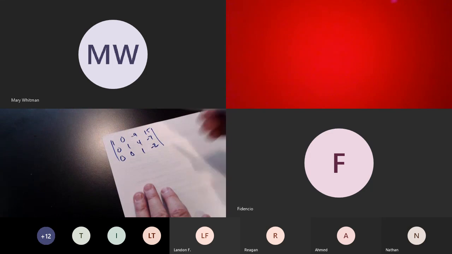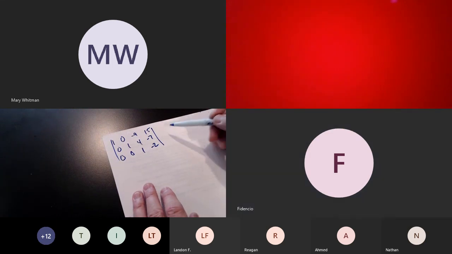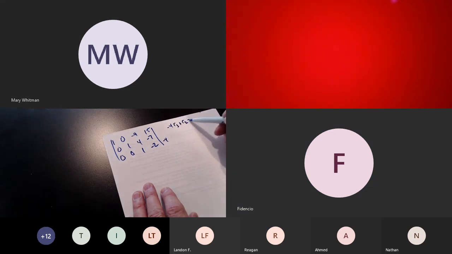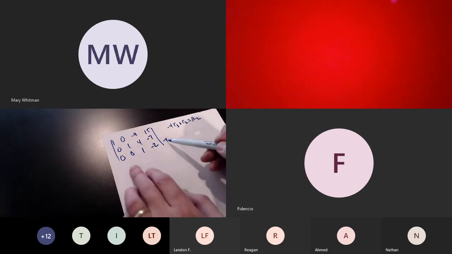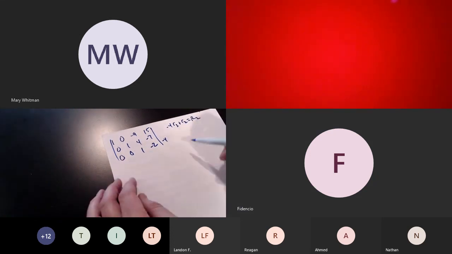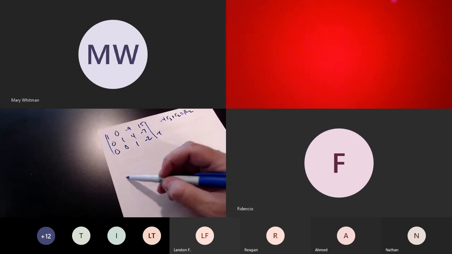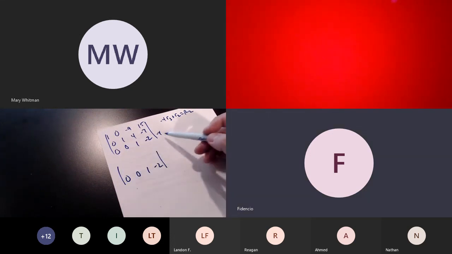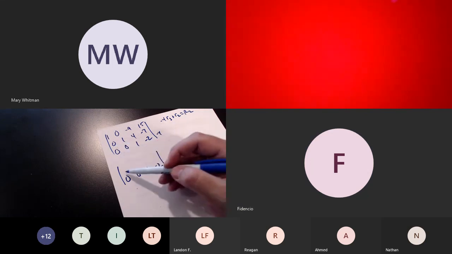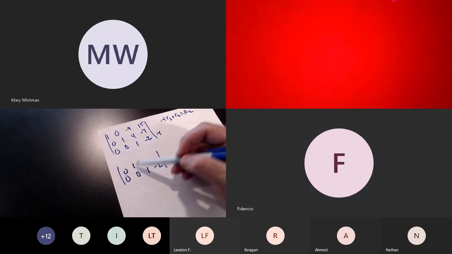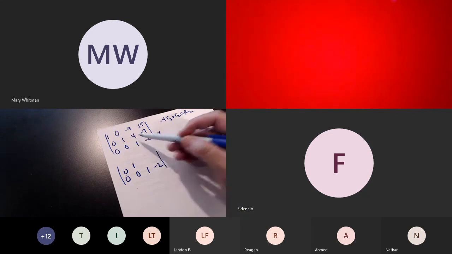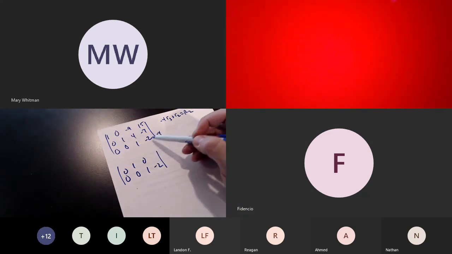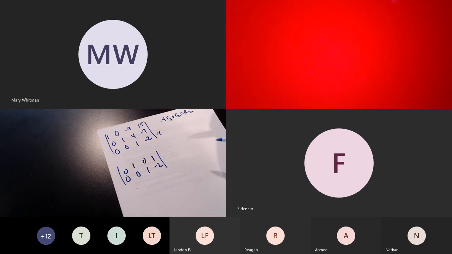Okay, so now I'm going to take -4 times row 3 plus row 2, and I'm going to put the result in row 2. So the bottom row is not going to change: 0, 0, 1, -2. Now we're going to go 0 and 0 is 0. 0 and 1 is 1. -4 and 4 is 0. +8 minus 7 is 1.